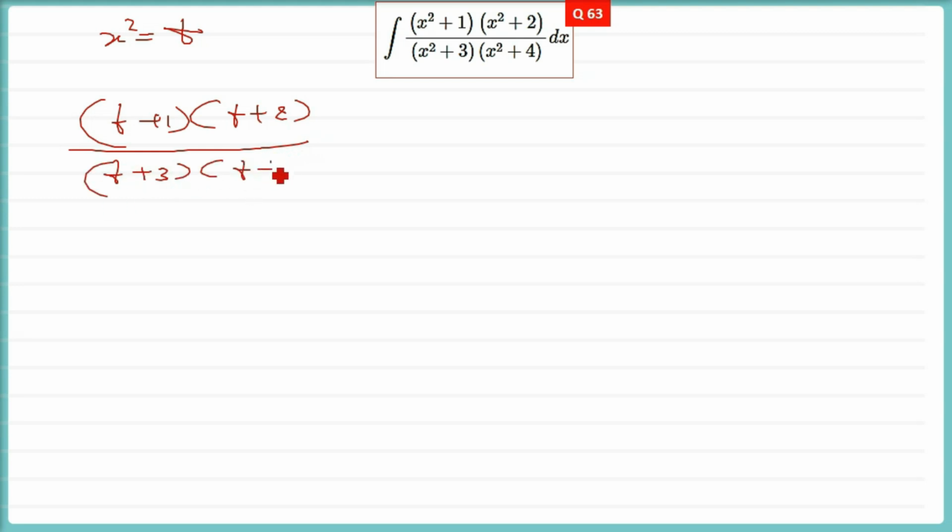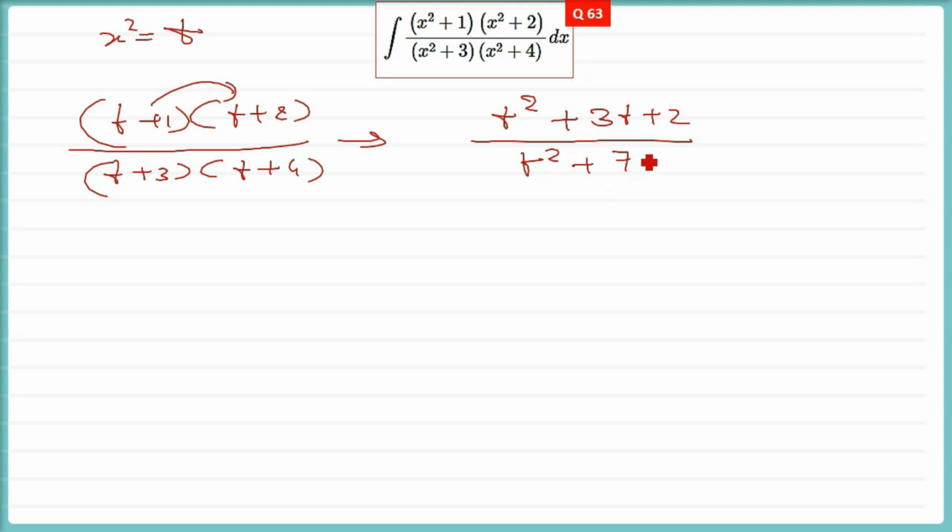And replacing x square by t, this expression becomes like this. But since the numerator and denominator have equal power, we multiply t square and t square in the numerator and denominator. So let's multiply this, because we need to have a quadratic equation, because these are just factors. This factor might have come out of the previous classes. You are aware that t plus 3 into t plus 4 is t square plus 7t plus 12.